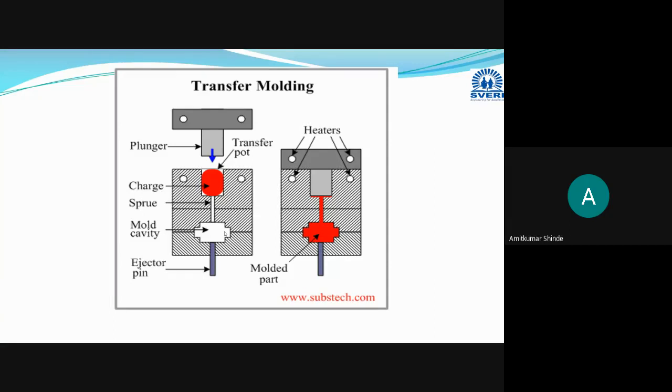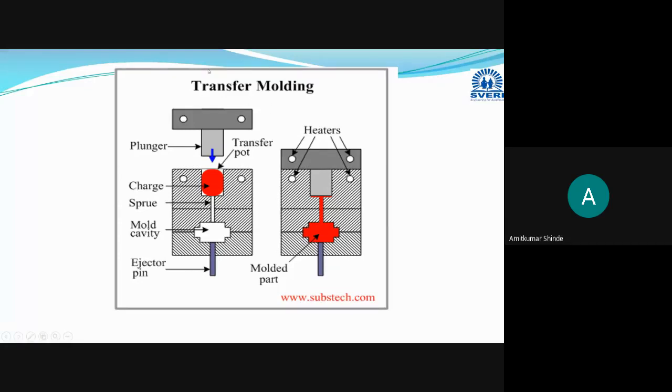It will get cured as it is a thermosetting material. Raw material is thermosetting in nature. After some time it will get solidified. Initially when you provide it heat, it will soften, and after some time it will harden. At the end, depending on the shape of your mold cavity, the product will be obtained. With the help of this ejector pin, you can take that product out from this cavity. So this is the transfer molding process.